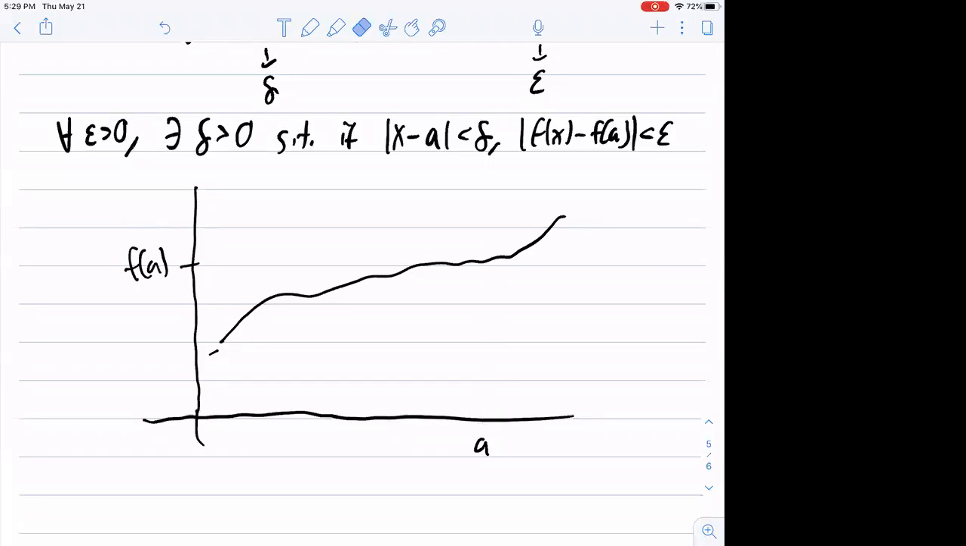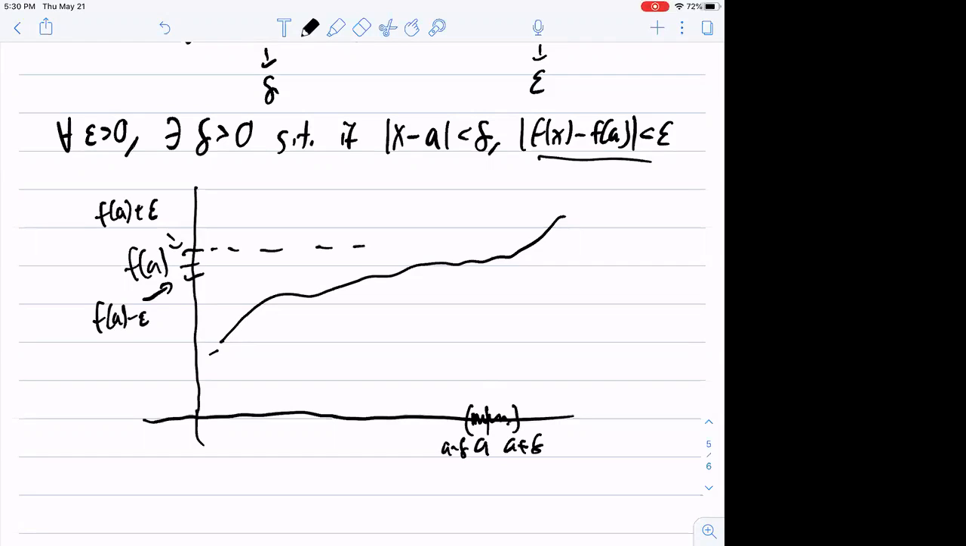How we're gonna define close is we're gonna say, okay, no matter what ball you choose around f of A, this is called the epsilon ball, right? So f of A plus epsilon. That's pretty much what this means, right? These are all points within epsilon of f of A. I could find a delta ball here, A plus delta, A minus delta, such that the image of every point in here lies in this range.